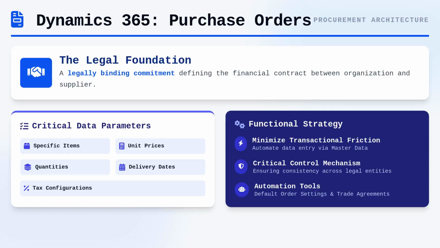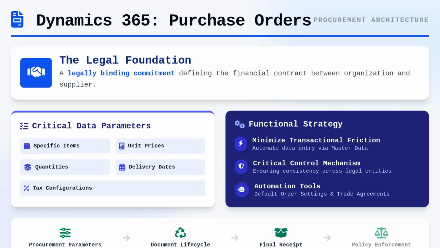When we consider the broader architecture, we see that the procurement parameters dictate how the system handles the life cycle of these documents from the moment of creation until the final receipt. Consequently, the rigidity of your configuration determines how effectively the system can enforce the organization's purchasing policies without hindering legitimate business operations.